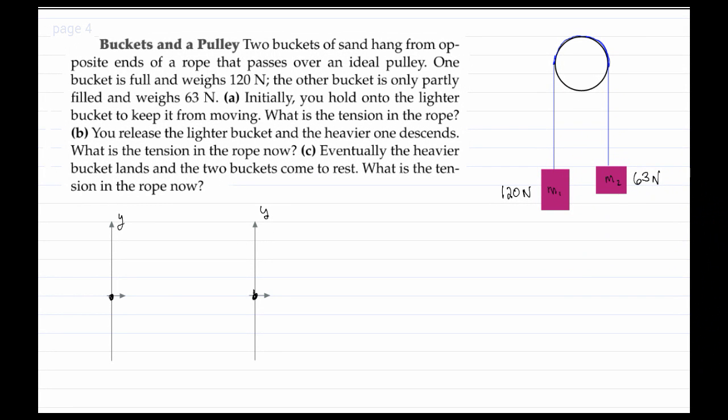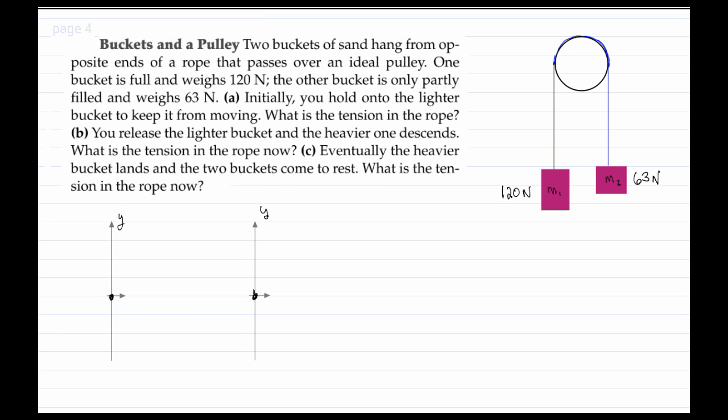In this problem, we have two connected buckets. They're connected by a rope, which runs over a pulley. The pulley is light and massless. The rope is light as well. And we're asked a series of questions.